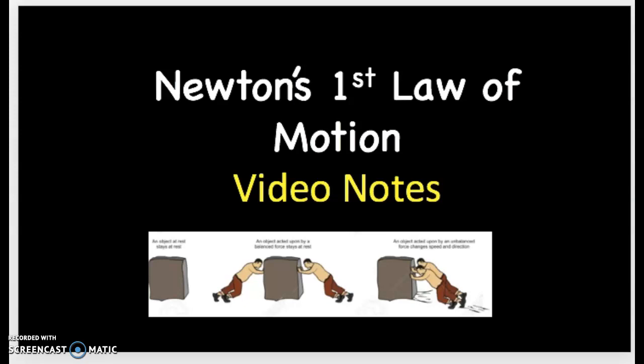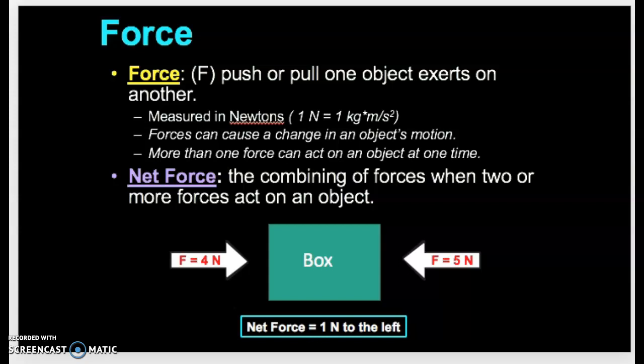Today we're going to be talking about Newton's first law of motion. So these are video notes that you can write down or you can just pay attention to. All right, so force is when you push or pull on an object.